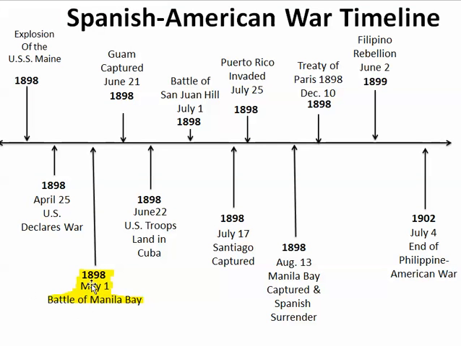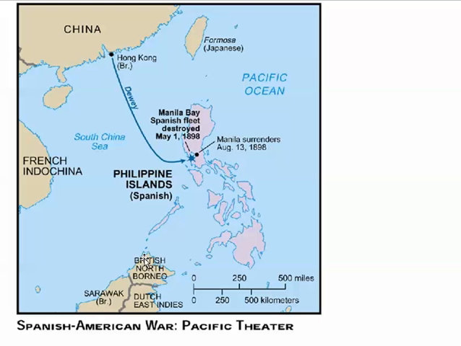So in 1898, May 1st, the Battle of Manila Bay happens, and Admiral Dewey comes down from China or Hong Kong, comes in and attacks here on May 1st, 1898, and destroys the Spanish fleet. It doesn't end the occupation of the Philippines, but he destroys the Spanish fleet there May 1st, 1898. It won't be until August 13, 1898 that Manila surrenders to the United States.